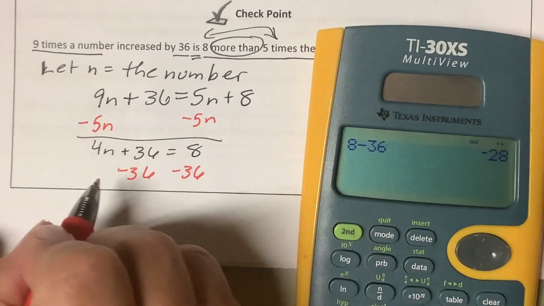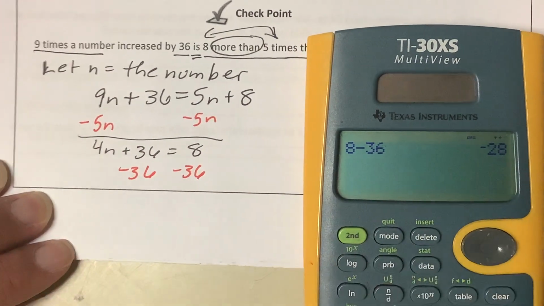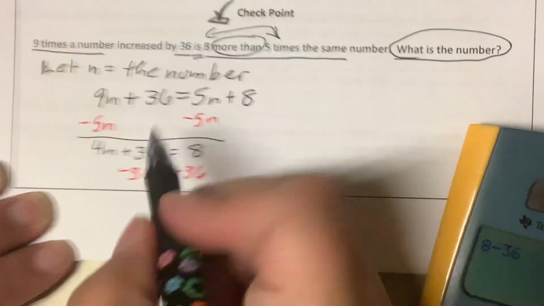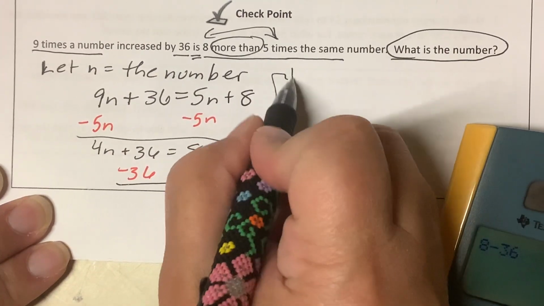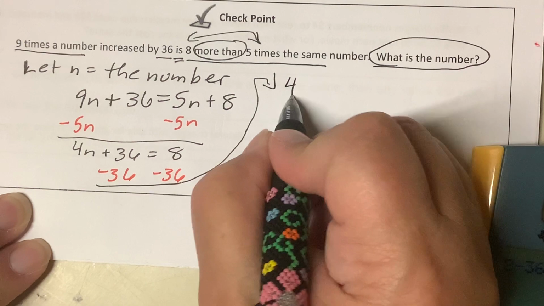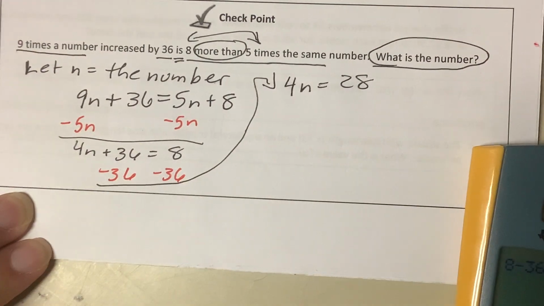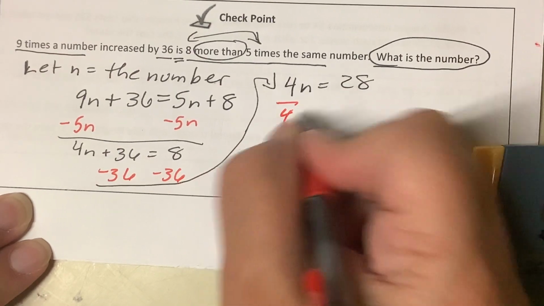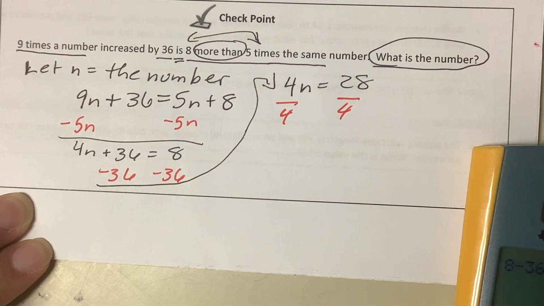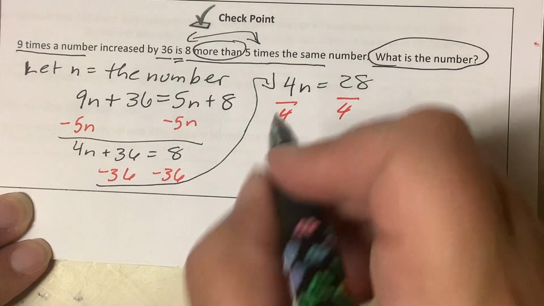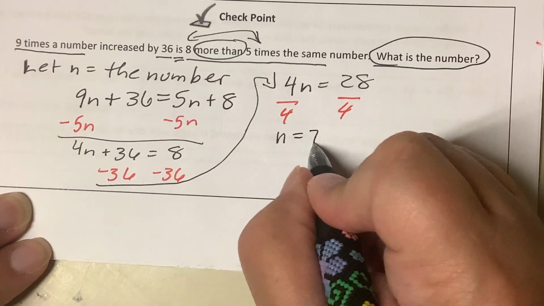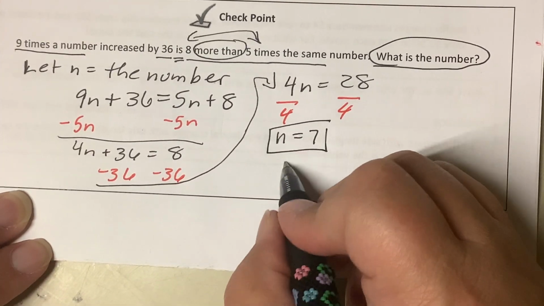So now I have 4n. I've run out of space again. I write too big. Here we go. 4n equals 28. Divide both sides by 4. And n equals 7. Yay, the number is 7.